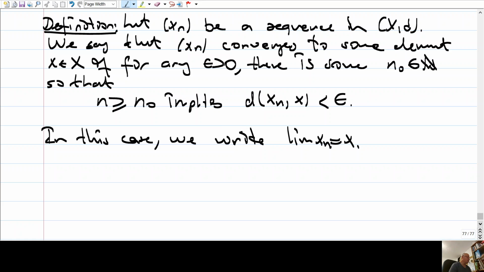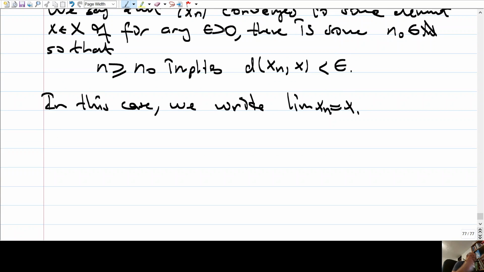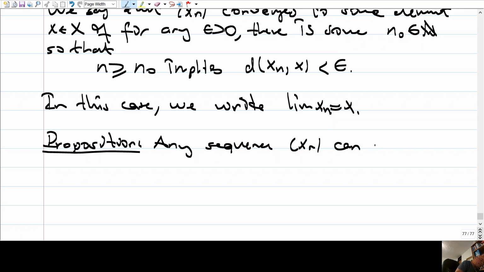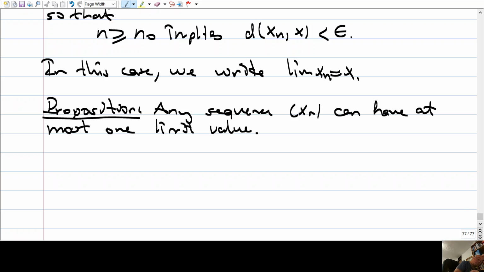What else should we do? Again, we have a similar fact, that the limit point of a sequence is unique. So let me write it as a proposition. Recall that in the case of real numbers, a sequence may have at most one limit point. The same holds for sequences in an arbitrary metric space. So any sequence xn can have at most one limit value, one limit. And the proof is the same.